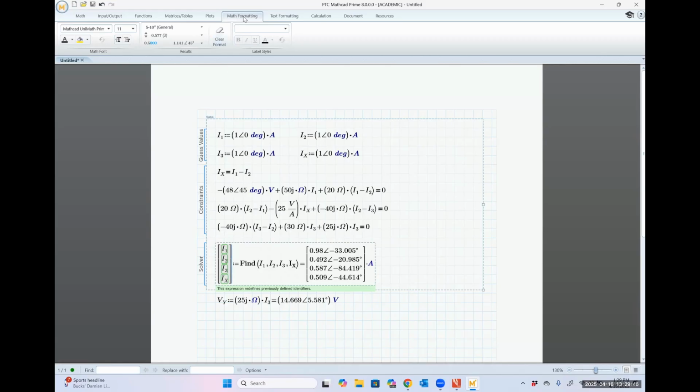Okay, so there's a math formatting tab up here at the top. You click on it. And then in this little part of the ribbon or whatever it is, there's a drop down menu that, when you mouse over it, says complex values. It provides you a drop down menu where you get to choose how you want your complex numbers represented.